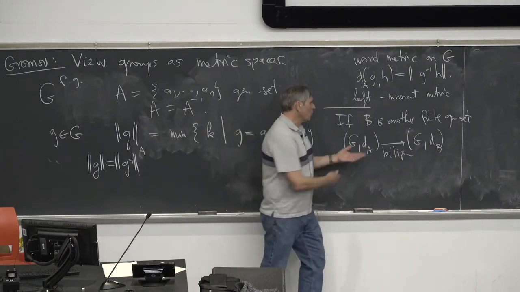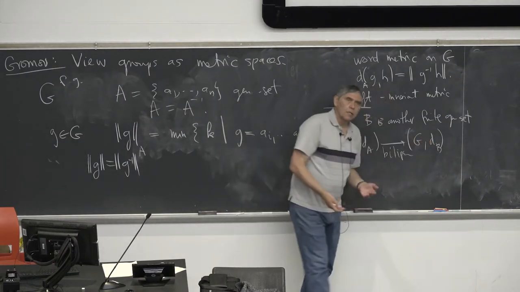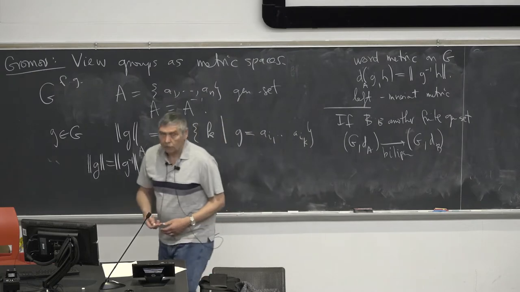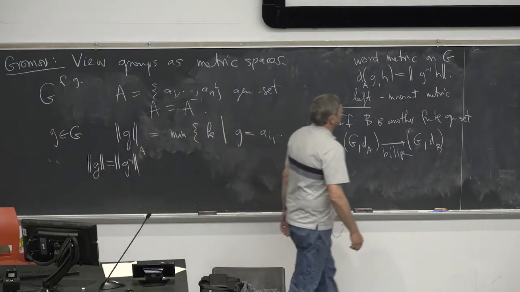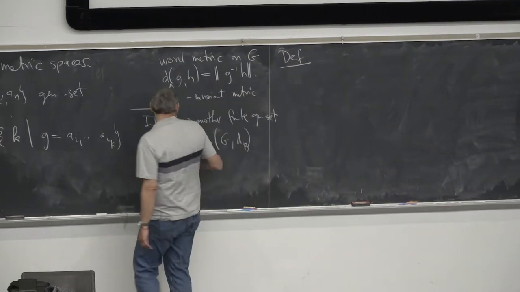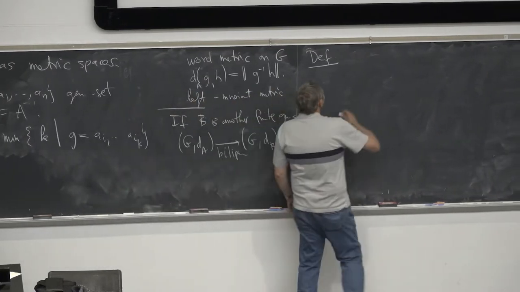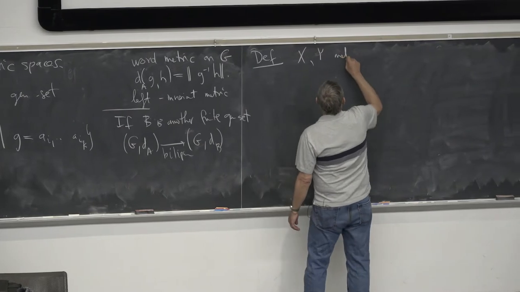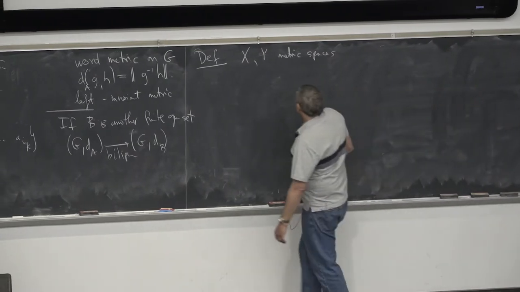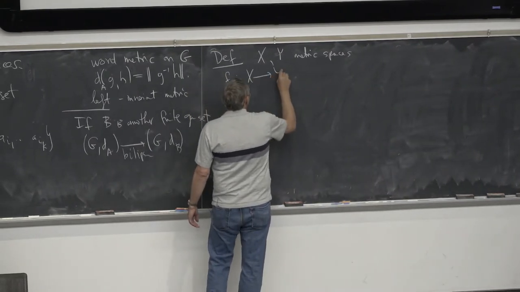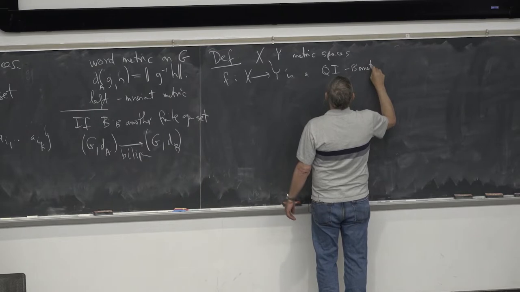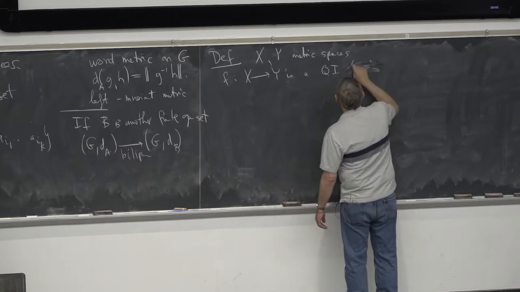Now you might guess that we're going to be looking at groups with metrics modulo this bi-Lipschitz equivalence. But in fact, the official definition is slightly weaker. So we really look at a notion of quasi-isometry, something that's weaker than a bi-Lipschitz equivalence. Let me define it. X and Y are going to be metric spaces, and I'm not going to bother naming the distances. A function f from X to Y is a quasi-isometry.